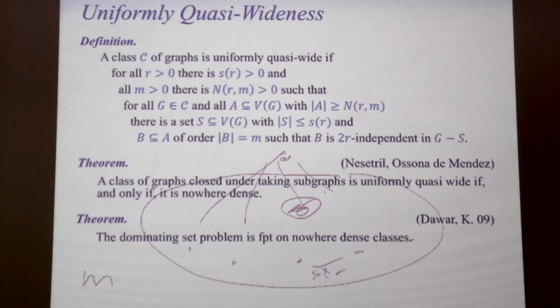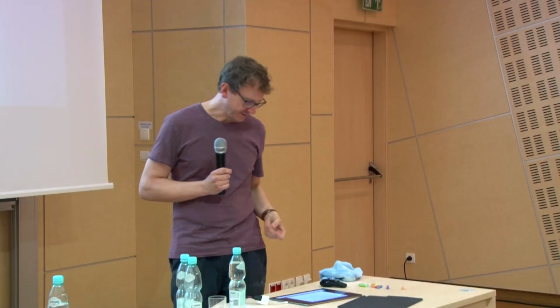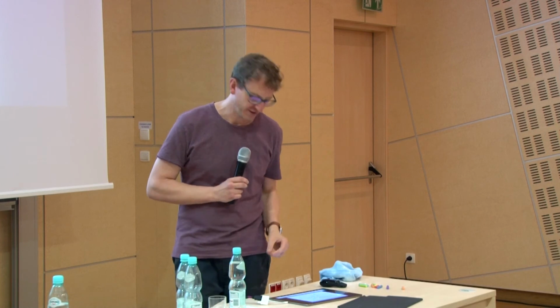a way of solving an FPT algorithm for dominating sets. Because if you find a huge independent set, then of course you need many vertices to dominate it. So you know one of your elements in S has to be in the dominating set, and you recurse. So it's a very nice property, this uniformly quasi-wideness, which I haven't mentioned so far.